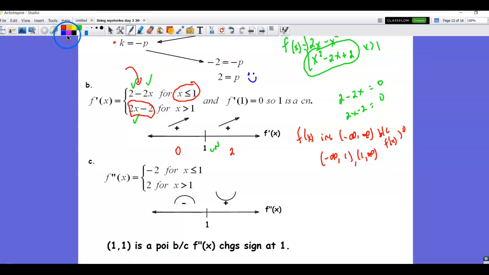Lastly, for this problem, we're looking for intervals of concavity, or no, actually we're looking for a point of inflection. So we're going to need to find the second derivative in pieces again. The second derivative of 2 minus 2x is negative 2. The derivative of 2x minus 2 is 2. And so I get concave down, concave up. So since the sign of the second derivative is changing, there is a point of inflection at x equal to 1. And that's my breaking value. So that's problem number 2.